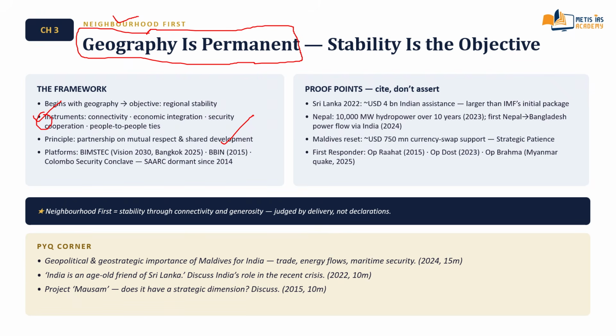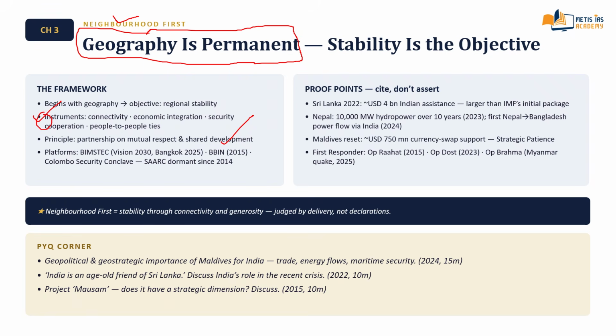What is Colombo Security Conclave? It promotes collaboration in maritime security, counter-terrorism, cyber security, and disaster response. Notice something important. This reflects a larger trend that we will discuss later. What is that? Countries increasingly prefer functional cooperation that produces practical outcomes.